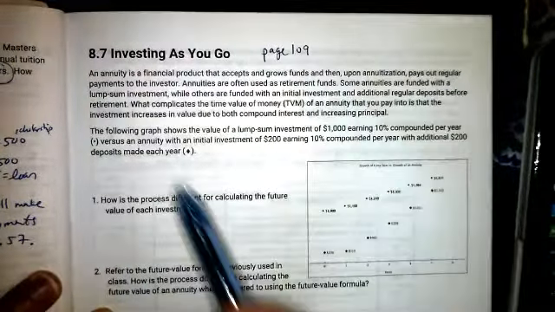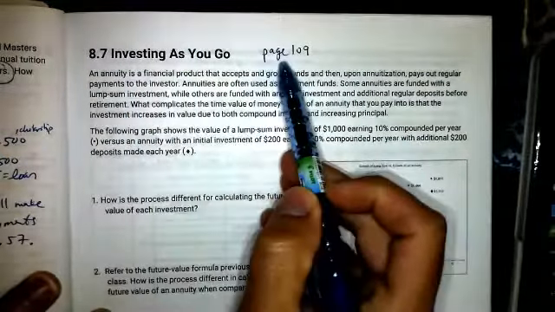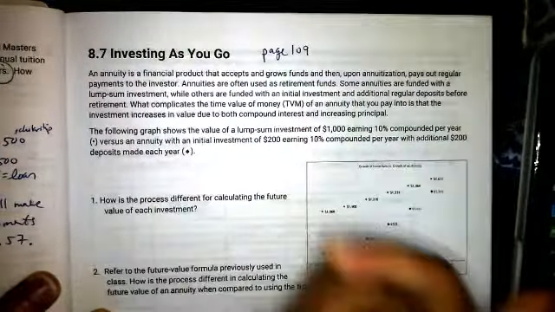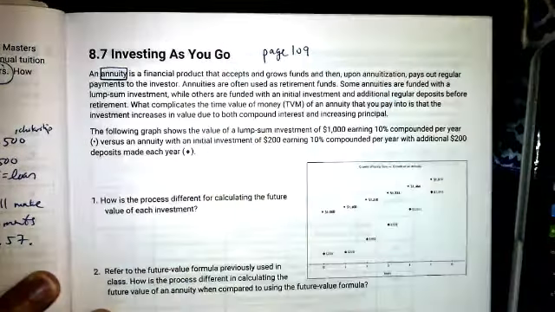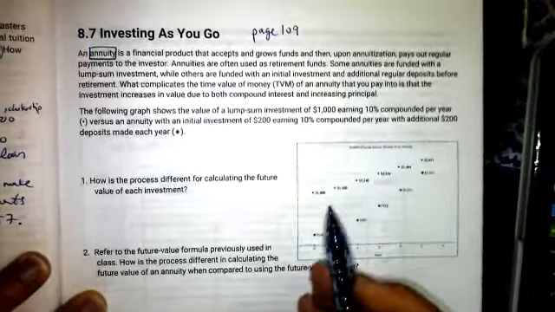We're starting to talk about annuities. This is 8.7, Investing as You Go, on page 109. We're now starting to talk about an annuity. So just take a look at the graph here.